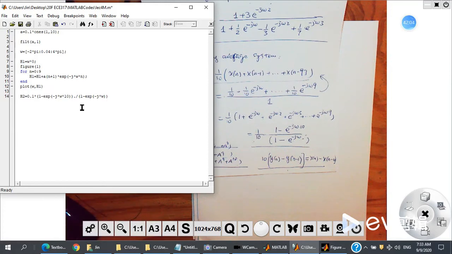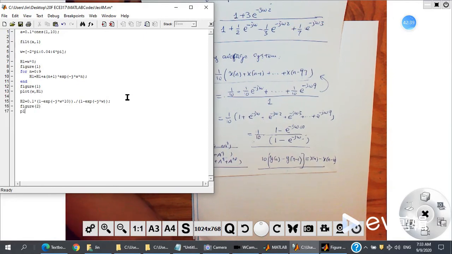The first element of the numerator is divided by the first element of the denominator. I'm sorry, I confused myself. Yeah, so it's element by element. This is H2, and then I plot it. This one is figure 1. The first plot is figure 1, and the second plot is figure 2, and the plot still uses W as the x-axis, but now it's H2.